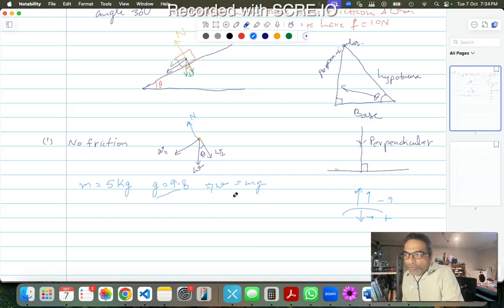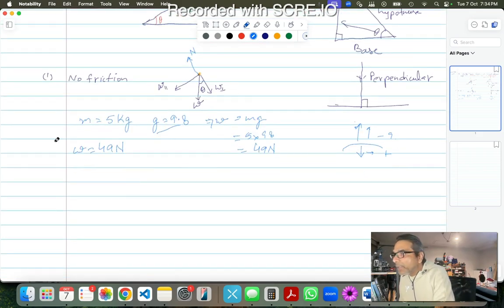Because weight is also a force, to calculate the weight we have 5 times 9.8, which gives us 49 Newton. So now we have our weight equals 49 Newton.